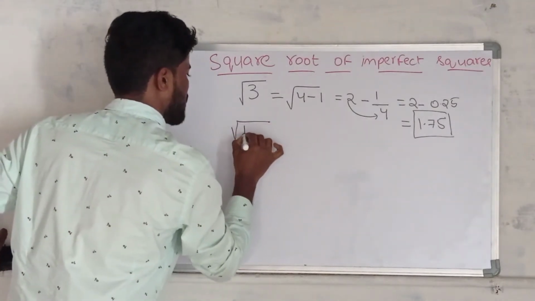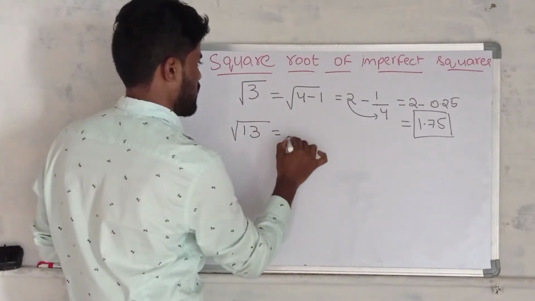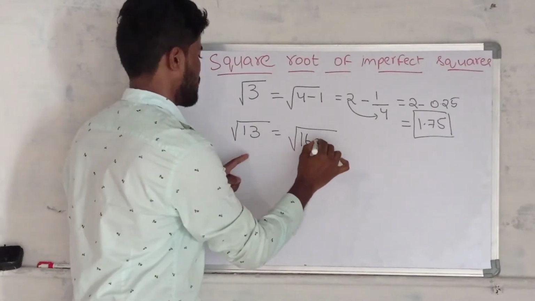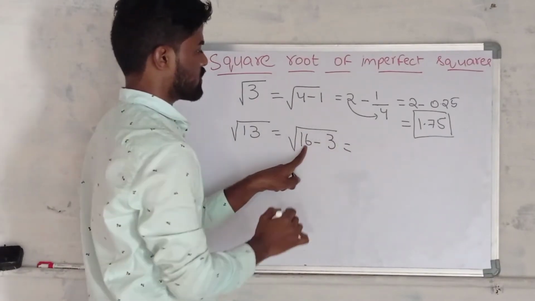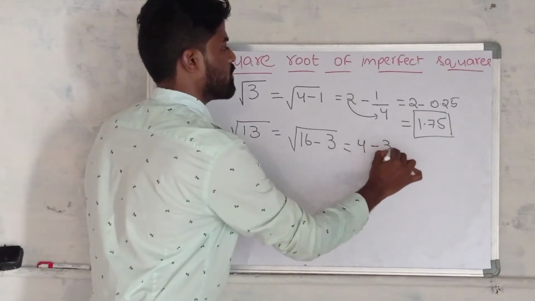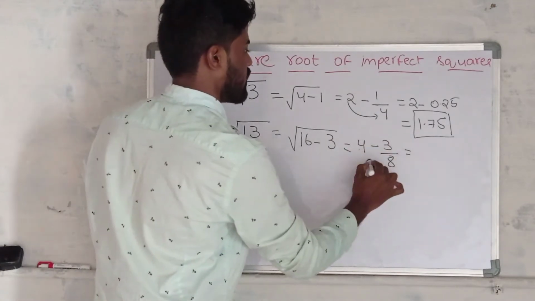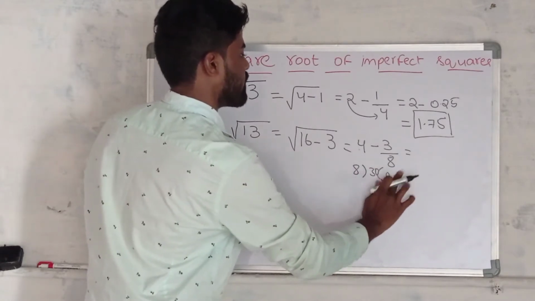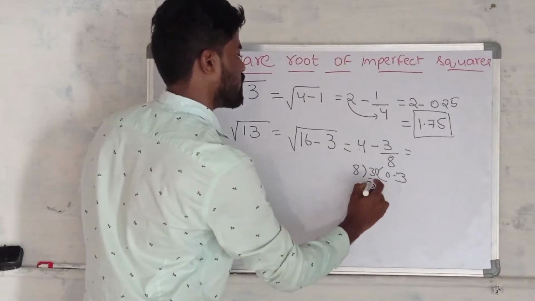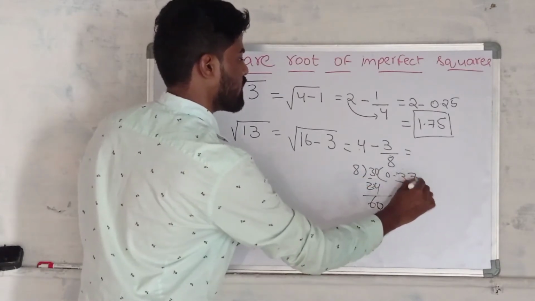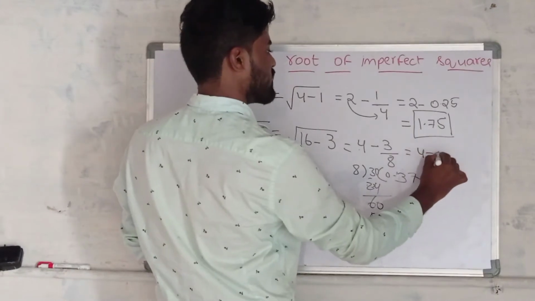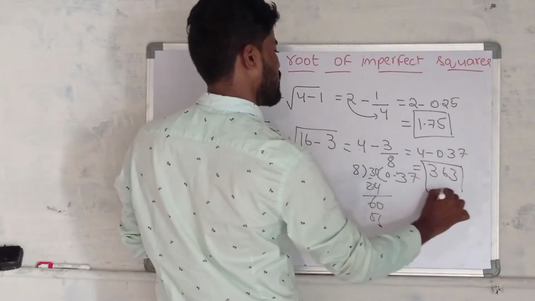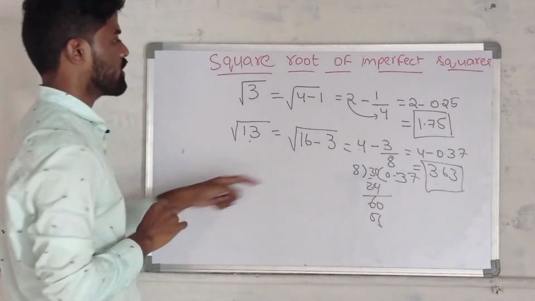Root 13. We can write 13 as 16 minus 3. Square root of 16 is 4 minus 3 by double this number 8. 3 by 8 is 0.37. 4 minus 0.37, this will become 3.63. This is approximate value of root 13, not the exact value.